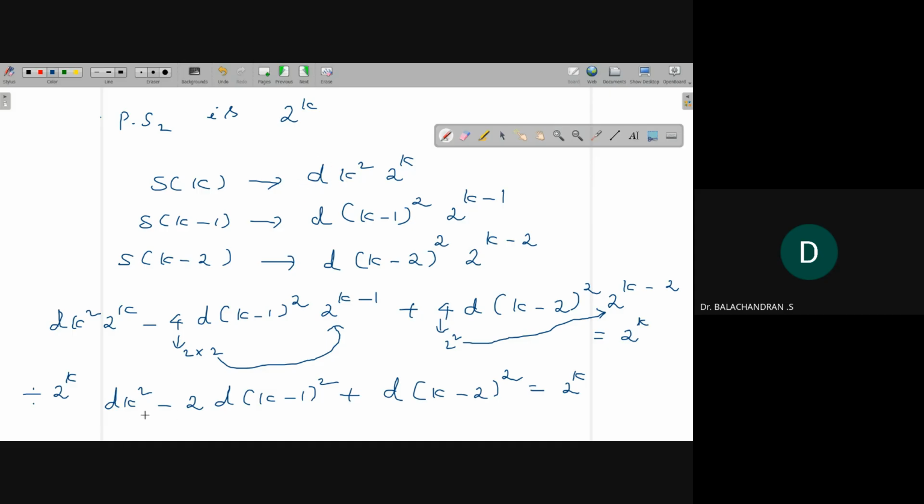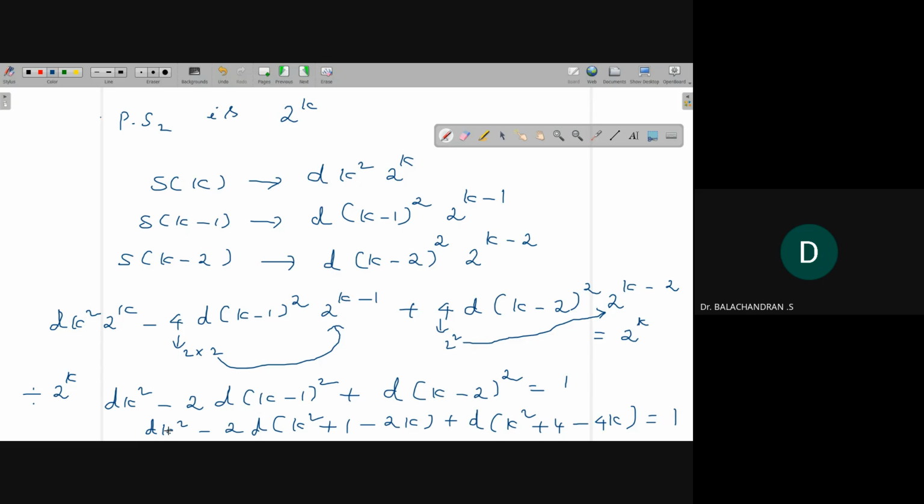So now dk square minus 2 into d k square plus 1 minus 2k plus d into k square plus 4 minus 4k is equal to, I think the right hand side is 1. I made a mistake here. It should be 1.